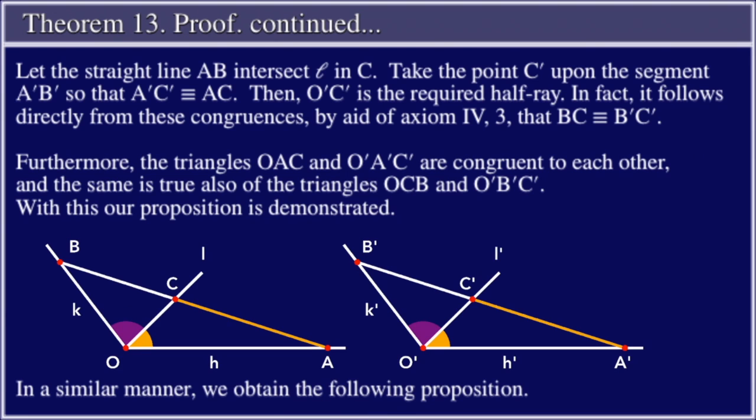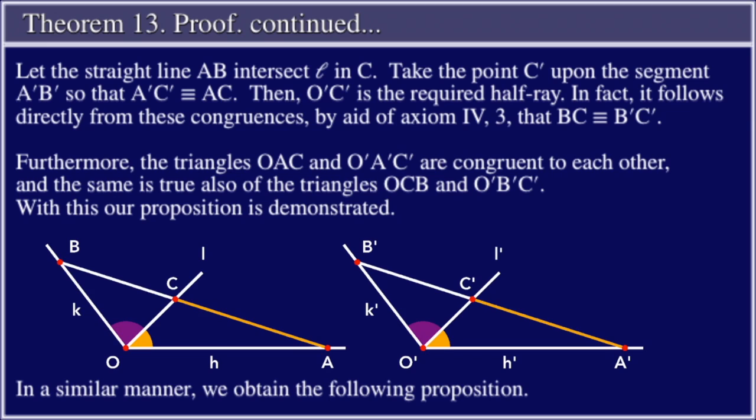Let the straight line AB intersect L at C. Take the point C' upon the segment A'B', so that A'C' is congruent to AC. Then O'C' is the required half ray. In fact, it follows directly from these congruences by the aid of axiom 4,3 that BC is congruent to B'C'. Furthermore, the triangles OAC and O'A'C' are congruent to each other, and the same is true also of the triangles OCB and O'C'B'. With this, our proposition is demonstrated.